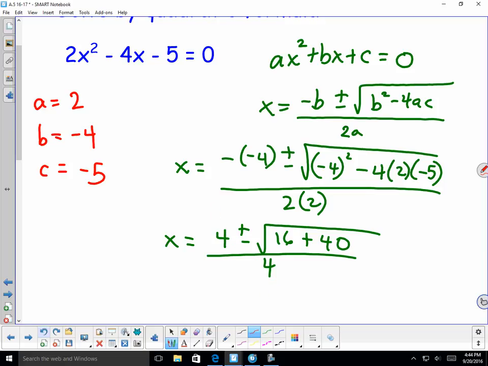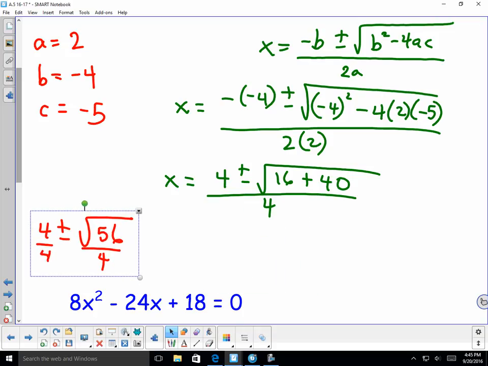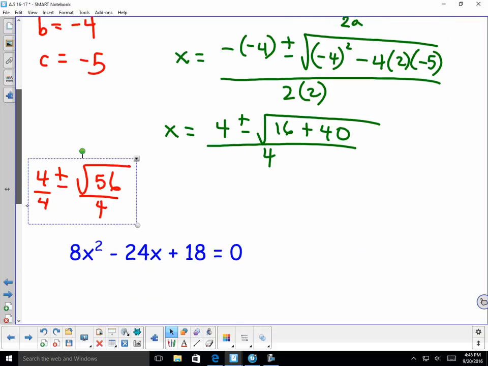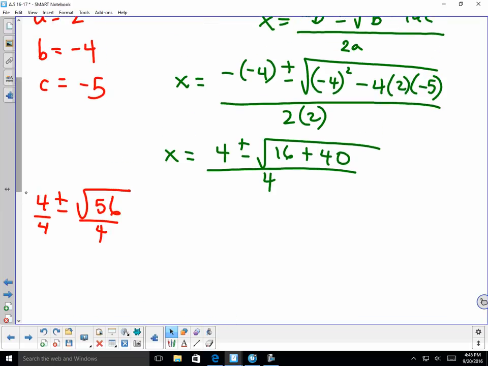Instead, what I can do is simplify a little bit further here by doing 4 plus or minus square root of 56 all over 4, but I'm going to split this up into 2 separate fractions. We can rewrite this as 4 over 4. Now I can divide those out. I have 1 plus or minus square root of 56 over 4.